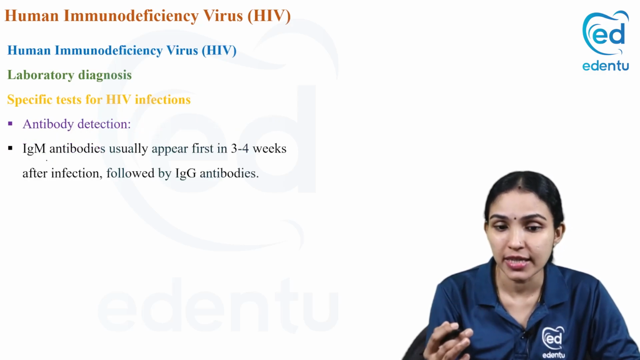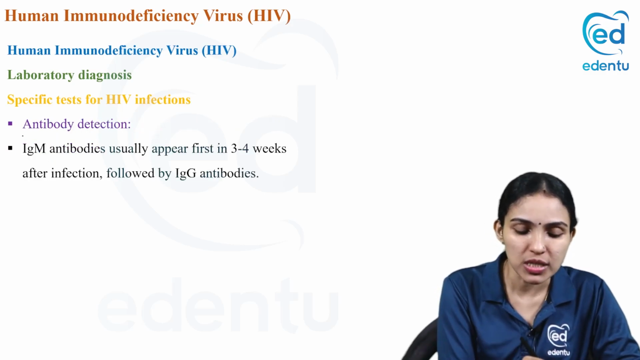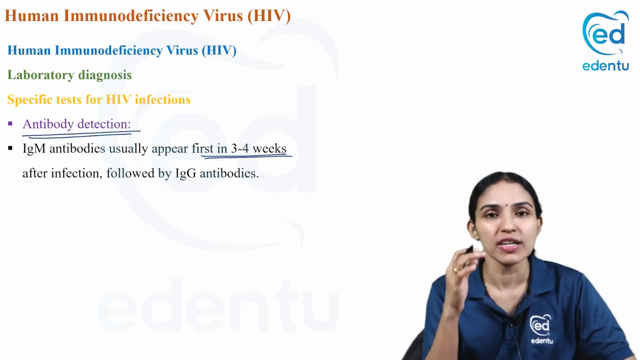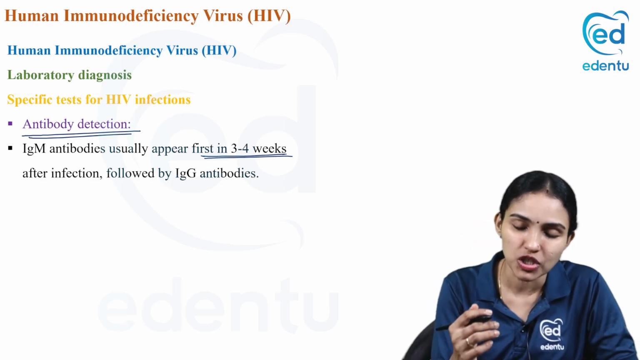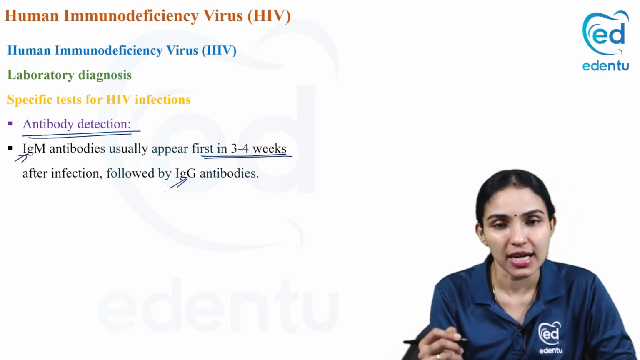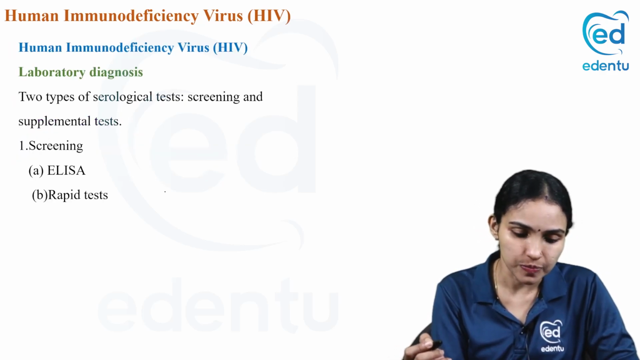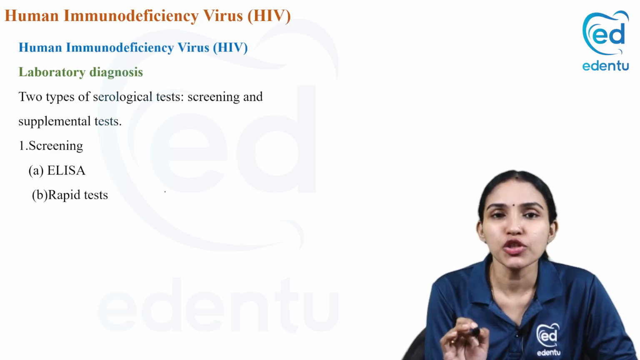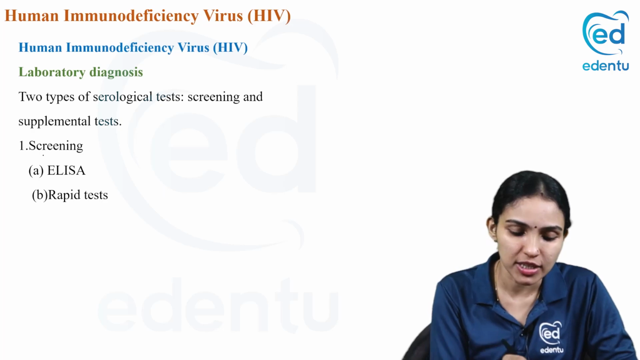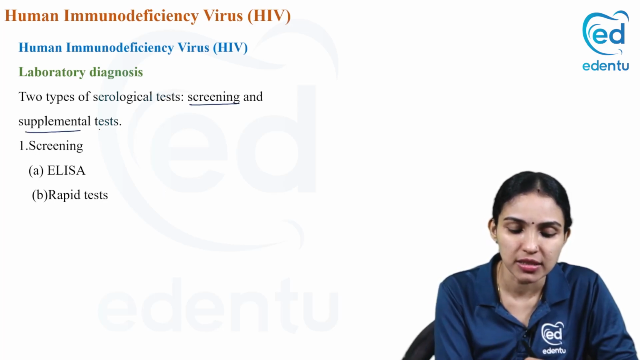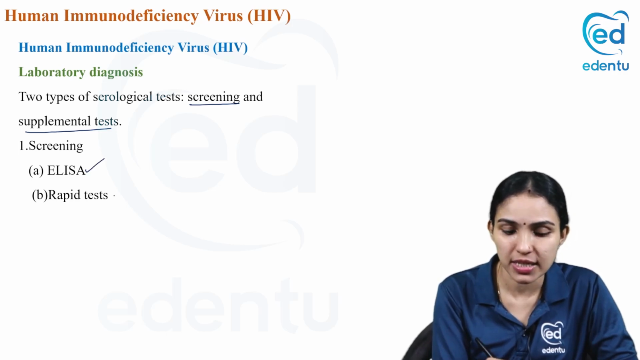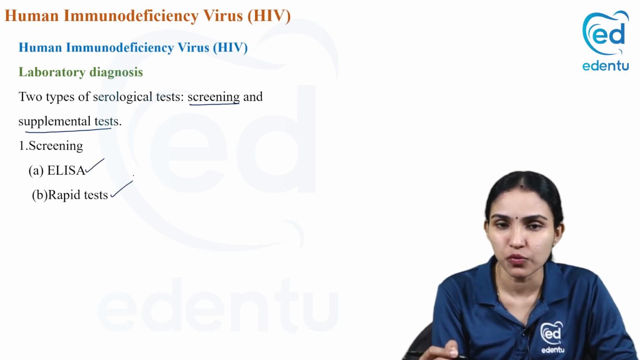And we have the other test, antibody detection. This can be detected 3 to 4 weeks post-infection. Antibody will appear only 3 to 4 weeks after infection. Initially it will be IgM antibodies, later followed by IgG antibodies. What tests can you use for detecting antibodies? We have two types: one is called the screening test and the other is called the supplementary test. For screening, the ELISA test and the rapid card test are available.